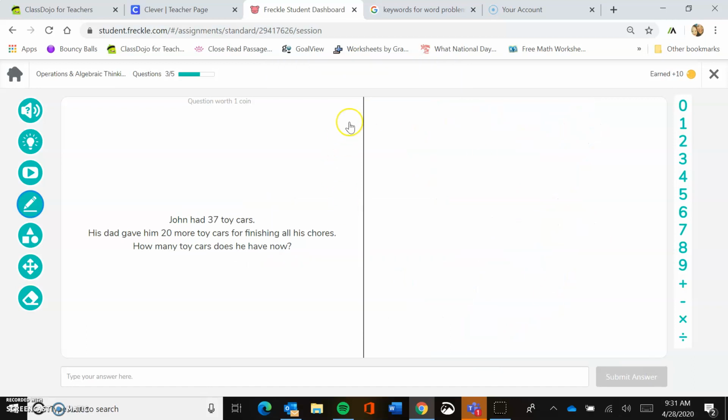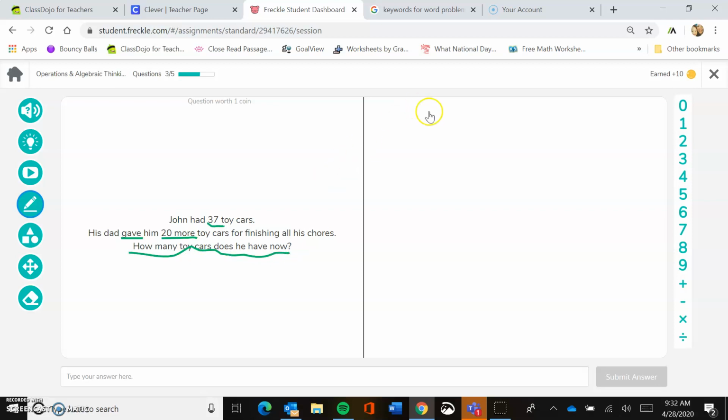Okay, let's take a look at number 3 here. John had 37 toy cars. His dad gave him 20 more toy cars for finishing all his chores. How many cars does he have now? So let's take a look. Let's figure out, what do we know? John had 37 cars. His dad gave him 20 more toy cars for finishing his chores. How many toy cars does he have now?